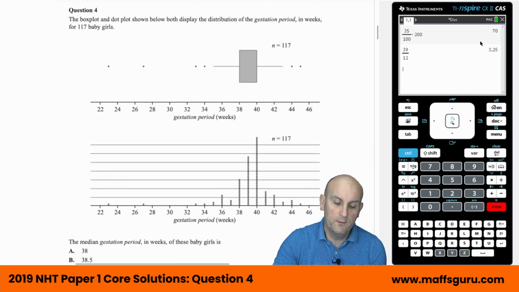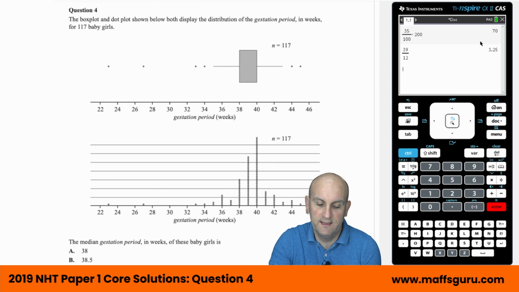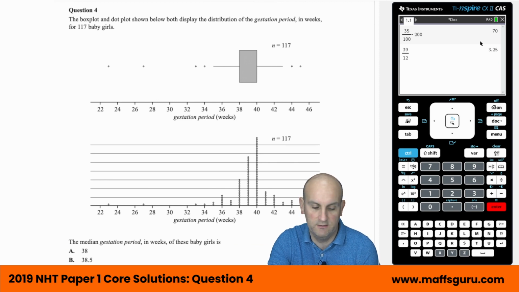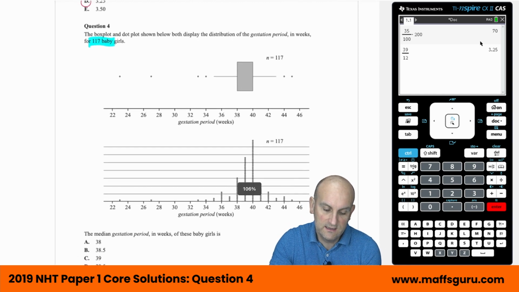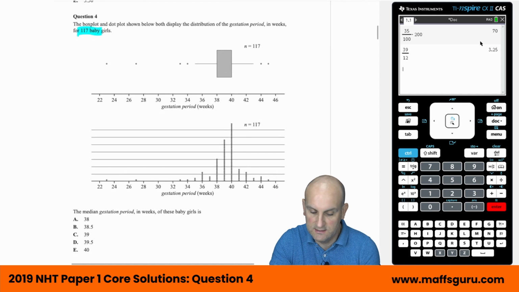Question number 4, the box plot and dot plot shown below both display the distribution of the gestation period in weeks for 117 baby girls. All right, here we go, 117 baby girls. Let's have a look at zooming so we can see the whole question.